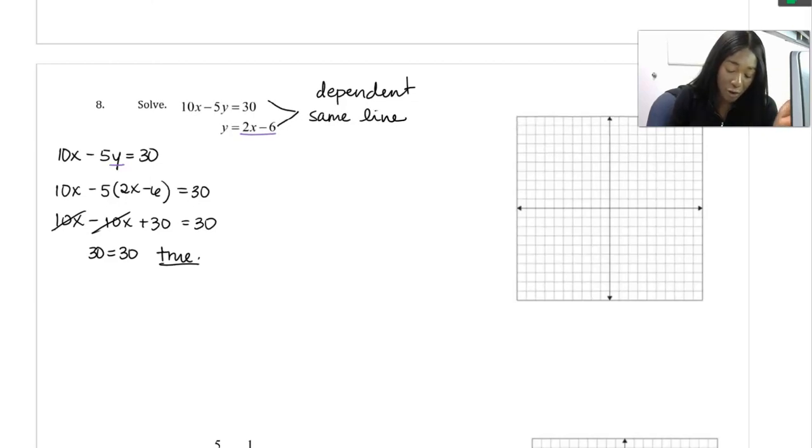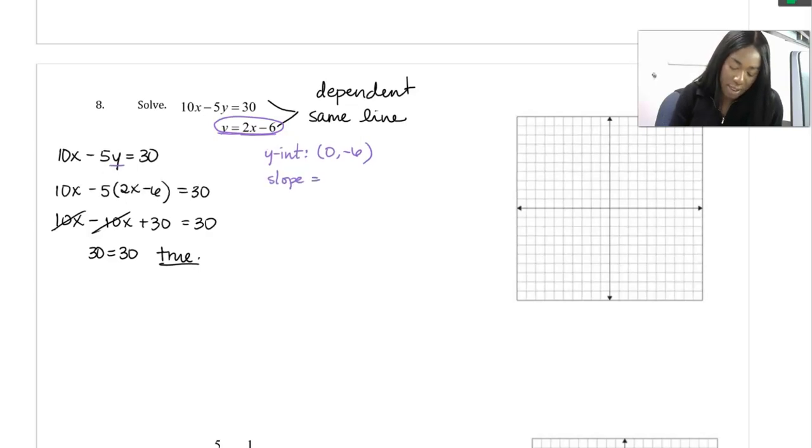So if you were to graph this, in fact, let's graph it, because all we really have to do is graph one of them because they're the same line. I'm going to graph the second one because it's already, by the way, think about it for a second, what form is this in? That is in slope-intercept form. I can see that the y-intercept of this line is negative 6, the point 0, negative 6, and I know that the slope of that line is 2.